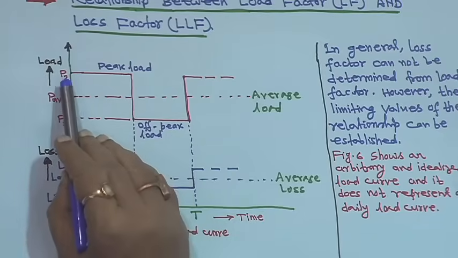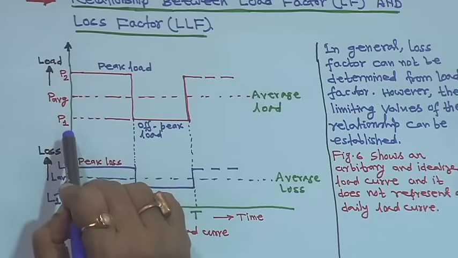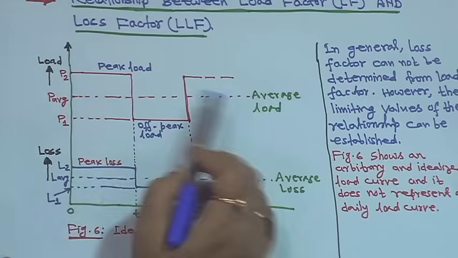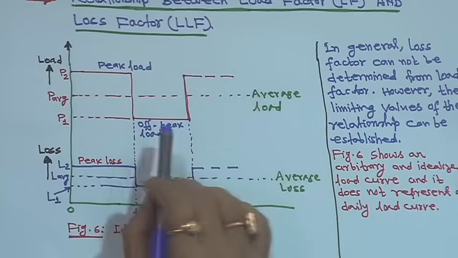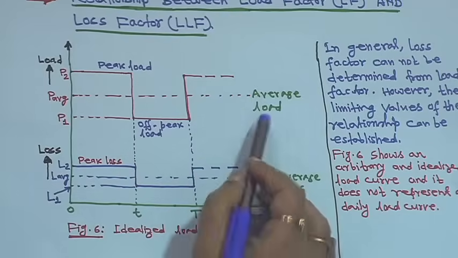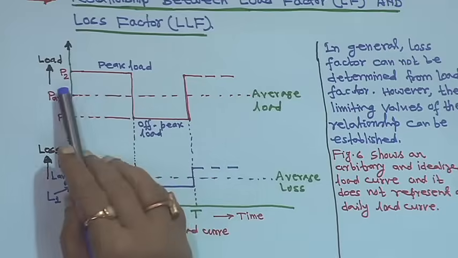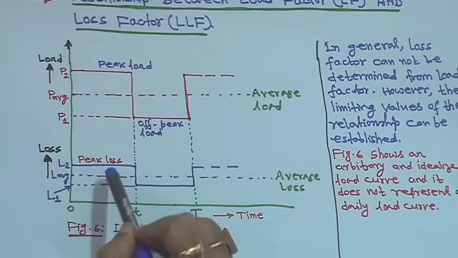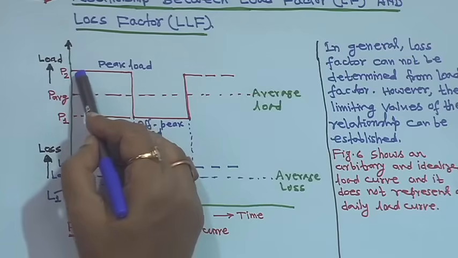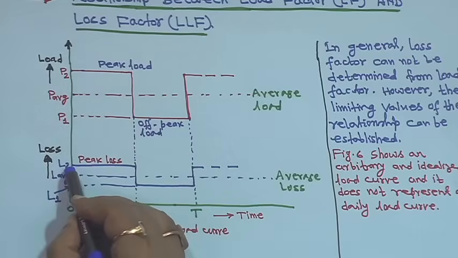So, this is peak load P2 and off peak load is P1, average is P average. This is the load curve, an ideal load curve that has been drawn. Corresponding to that peak load for the system, suppose the peak loss is L2. Corresponding to this peak load, the loss is your peak loss.